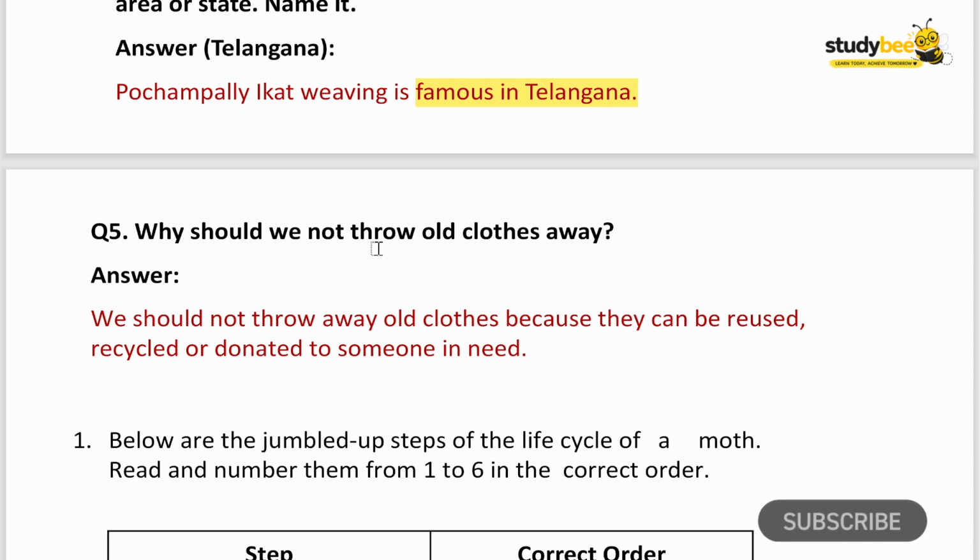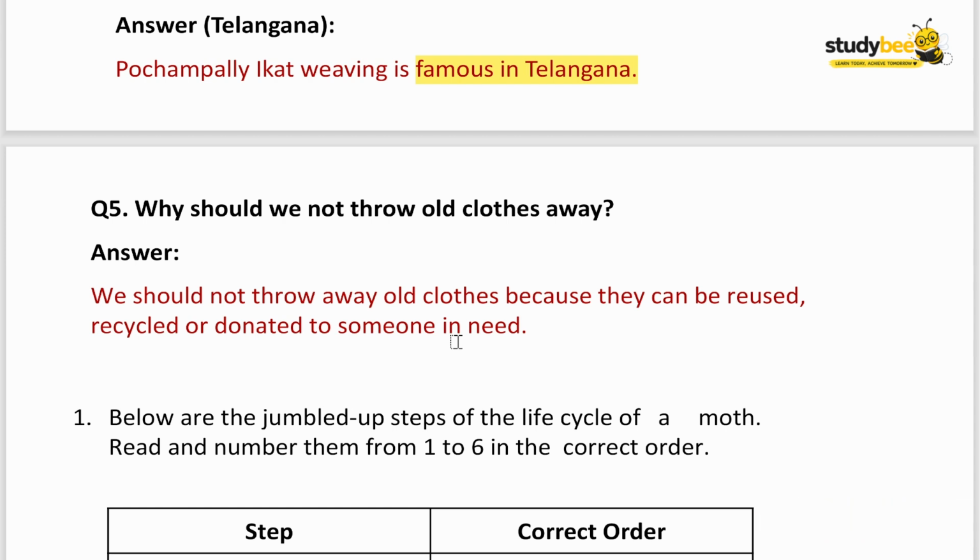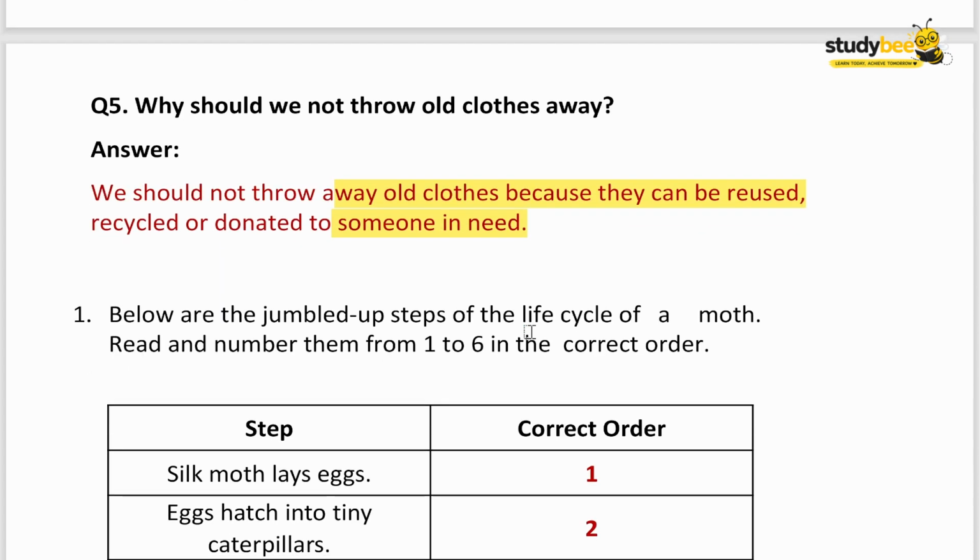Why should we not throw old clothes away? So हमें पुराने clothes को फेंकना क्यों नहीं चाहिए? So we should not throw away old clothes because they can be reused, recycled or donated to someone in need. So this way, if you reuse things, you create less pollution. Okay? Next.